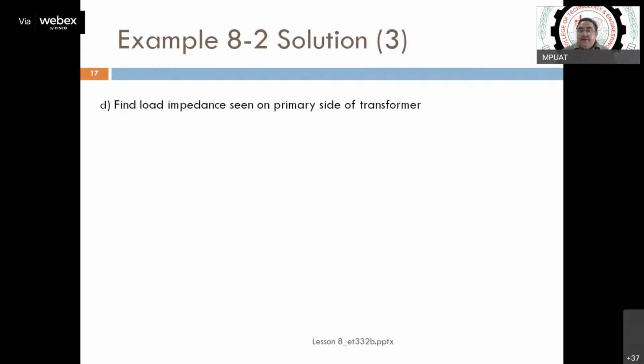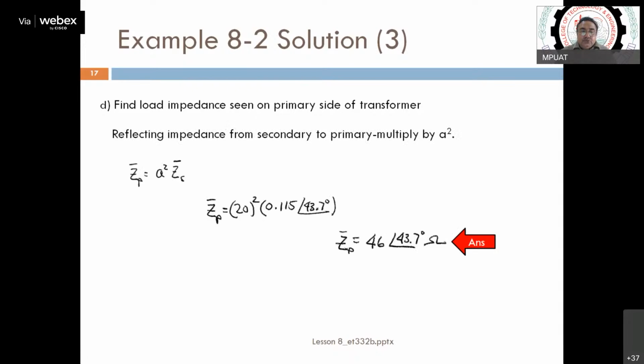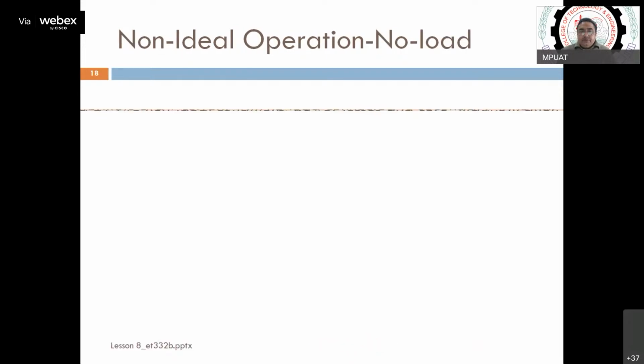Now it is asking to find the load impedance seen on the primary side. Z load is nothing but Z input upon A square, that is the turn ratio squared. The primary side is nothing but the impedance reflected from secondary to primary side, multiplied by A square. So we will get the same thing here also, the same concept.